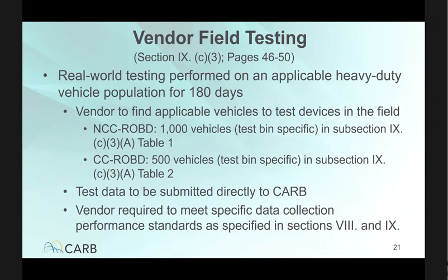Once CARB confirms the device passes the verification testing, the device will be authorized to proceed to the third and final phase, the vendor field testing. This is where the vendor would perform real-world testing on heavy-duty vehicle population within a 180-day time frame. The vendor is responsible for finding applicable fleets or vehicles willing to partner with them to test their vehicles in the field following the provided criteria.